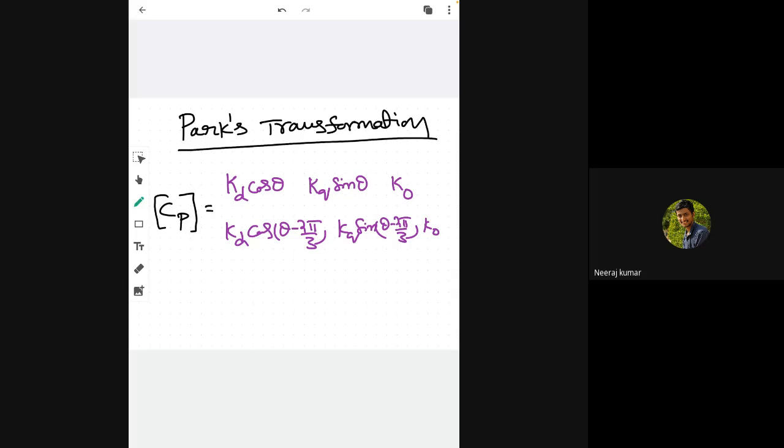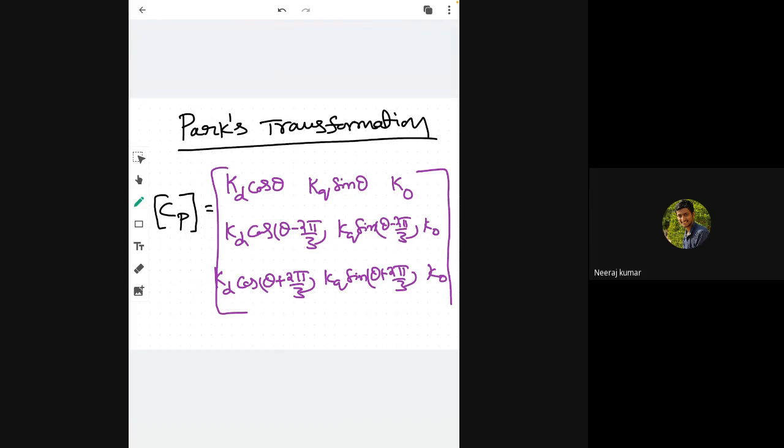Third row: KD cos(theta plus 2π/3), KQ sin(theta plus 2π/3) and K naught. You can understand this matrix very easily.